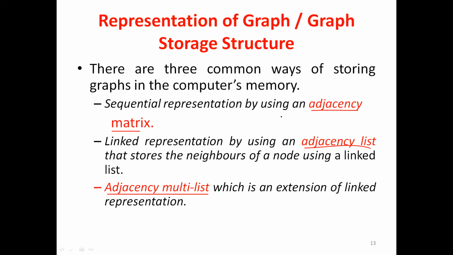The adjacency matrix is a sequential representation, and the second one, the adjacency list, is a linked representation. In linked representation, it stores the neighbors of a node in a linked list fashion. Finally, the third one is adjacency multi-list, which is an extension of linked representation. We are going to see them one by one, in detail. Don't worry about this. We are going to see the adjacency matrix and the adjacency list.